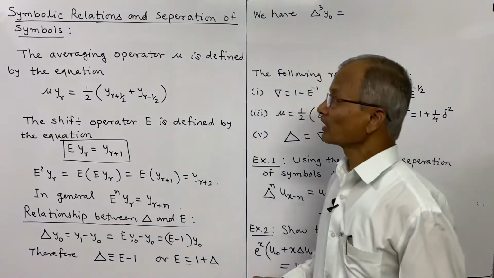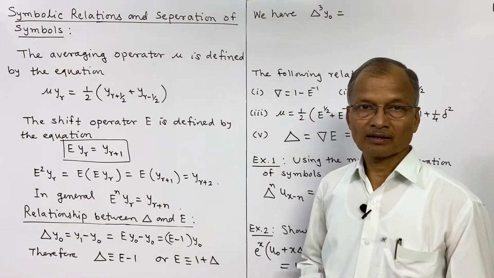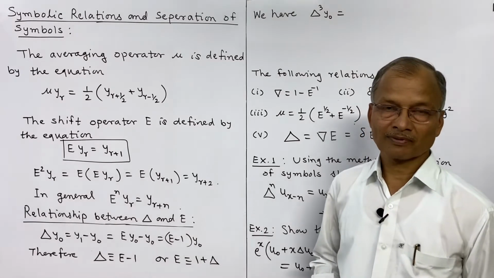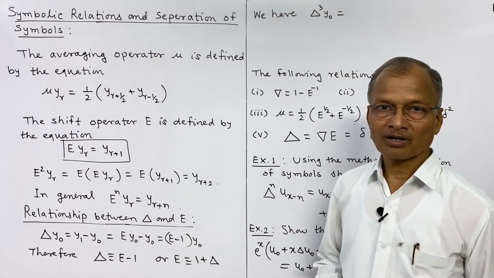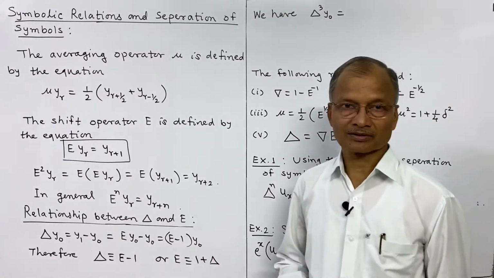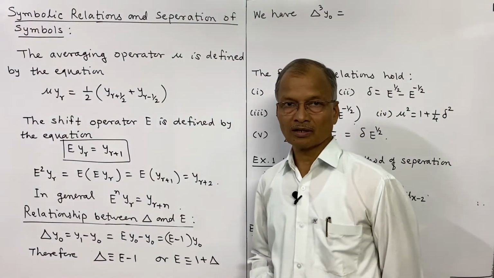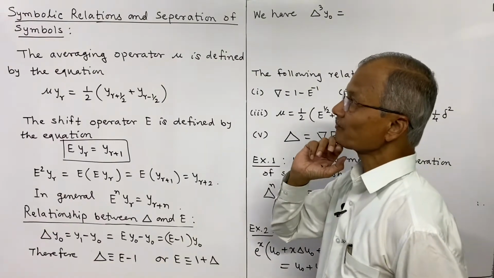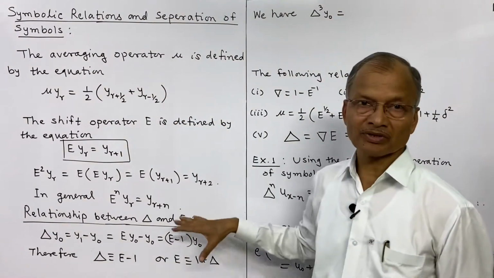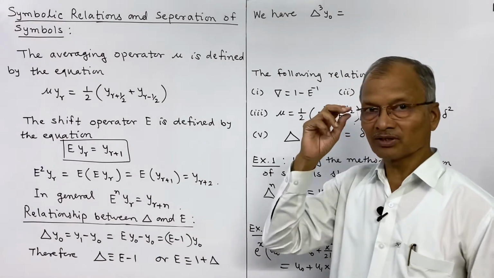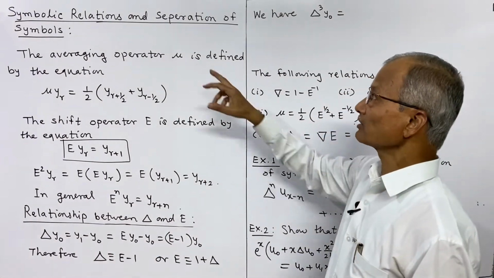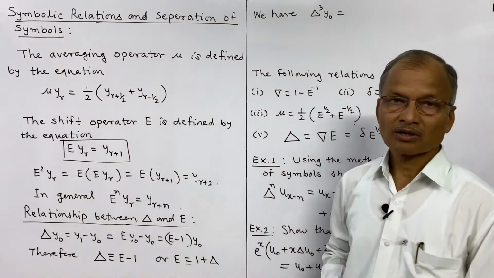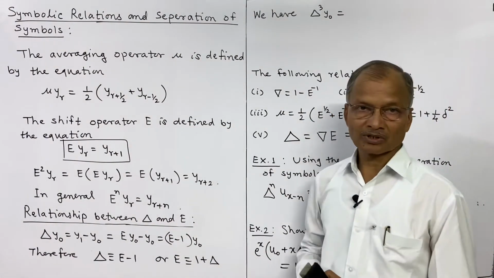We are studying interpolation, and in the last lecture we defined the forward difference operator, the backward difference operator and the central difference operator. Now in this lecture we will study some more operators and the symbolic relations between these operators. What is the relation between these different operators? And we shall also see the method of separation of symbols to prove some results.